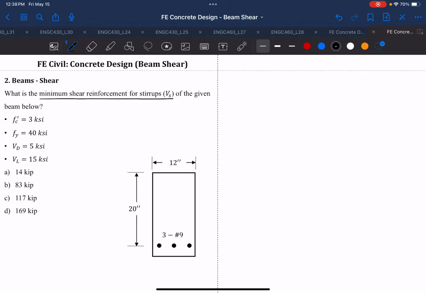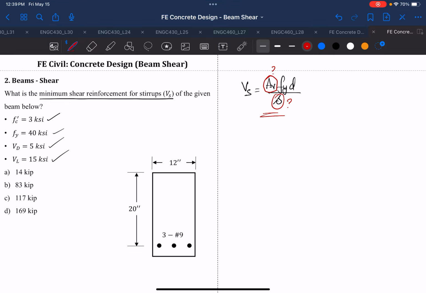Okay, so here you said the first thing is you look at this equation and you'll see that Fc is given to you, Fy is given to you, Vd is given to you, Vl is given to you. So if you directly use this equation, Vs equal to Av Fy d divided by spacing, then you'll see that you'll have a problem. Because we know nothing about Av, whether it is double leg or single leg, and we know nothing about spacing, how much spacing you are providing from center to center. Which means that you cannot use this equation to solve for your Vs.